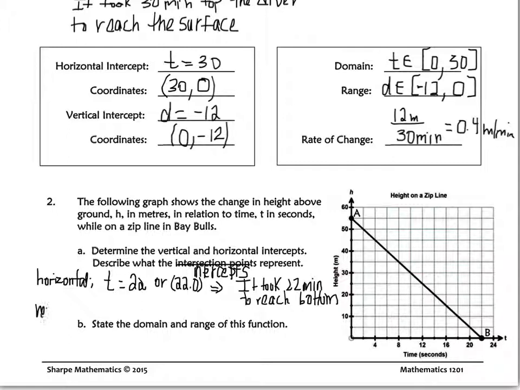And the vertical intercept would be height, use the lowercase h as it is on the graph there. So the height would equal 55. If you look at the height, it is between 50 and 60, so 55. Or as an ordered pair, you could write that as 0, 55. And that would mean you start at the zip line at a height of 55 meters.